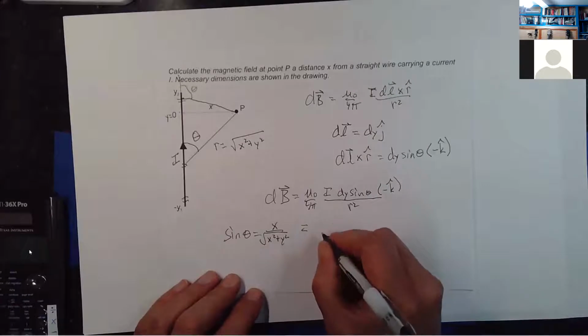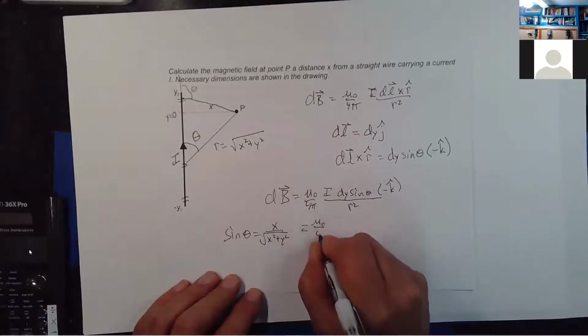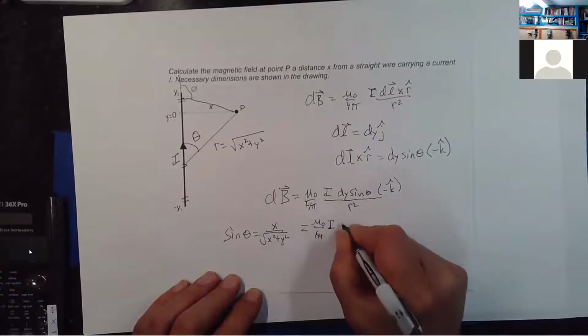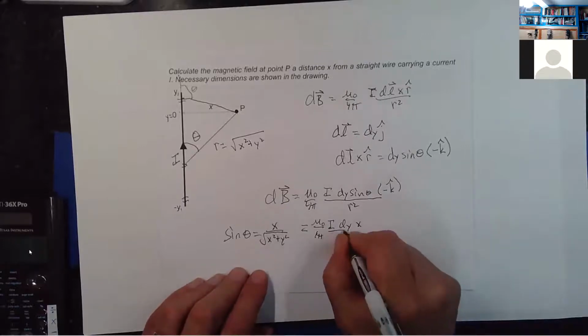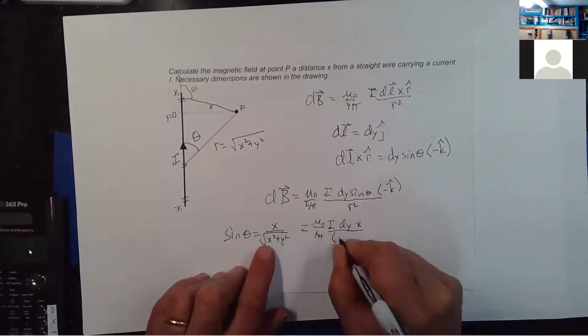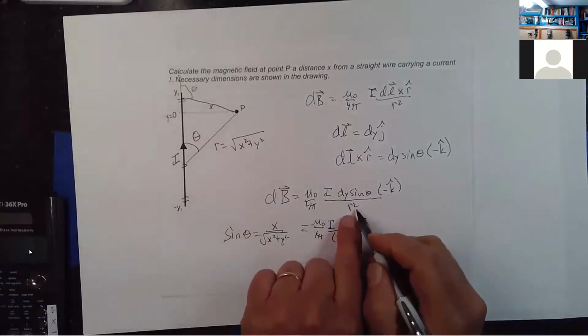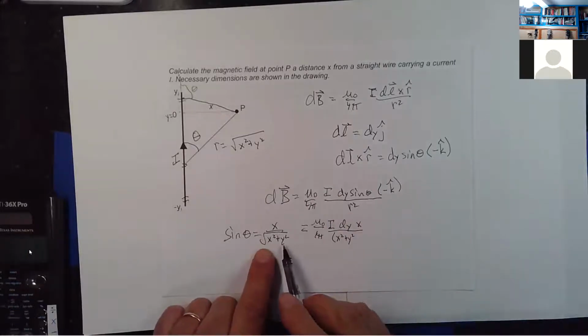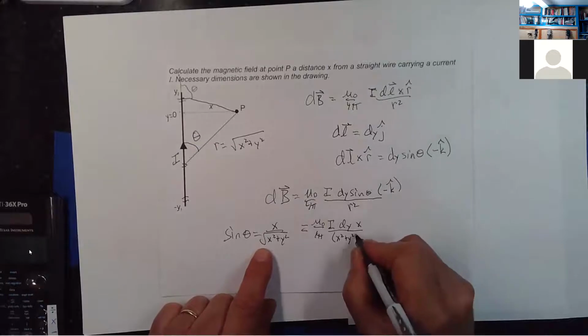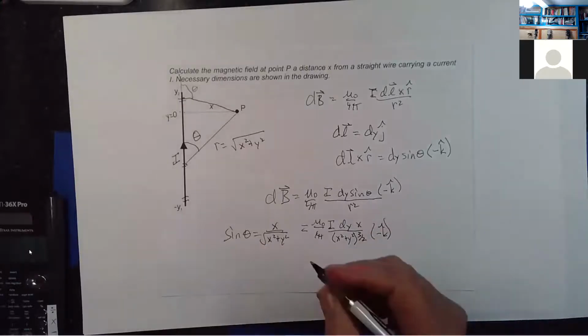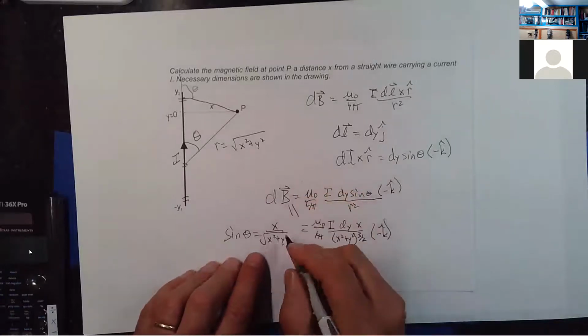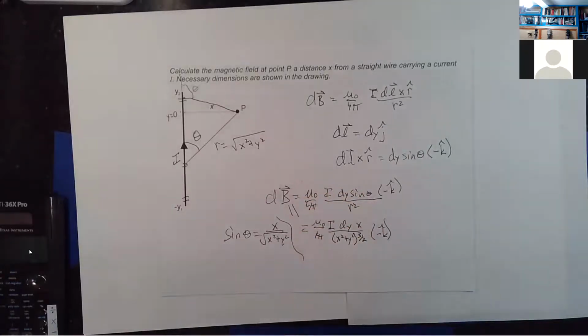What this will end up being is mu naught over 4 pi I dy x divided by, it'll end up being down here, x squared plus y squared to the first power because it's r squared, and then also to another half power, so it'll be x squared plus y squared to the 3/2, and that's in the minus k hat direction. So, whoops, that's our dB that's equal to that, not this thing. So draw a little boundary there.